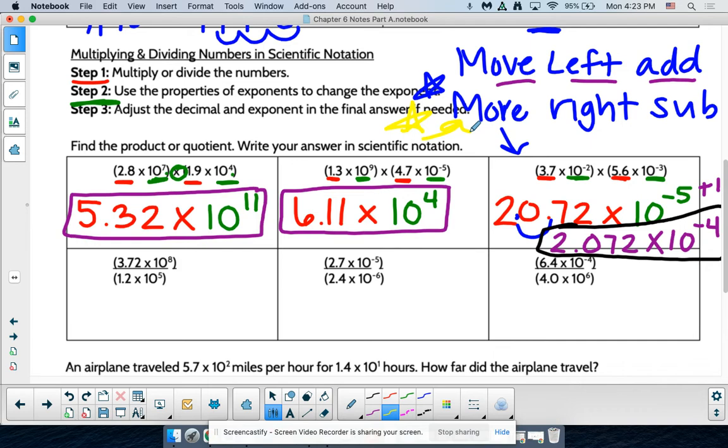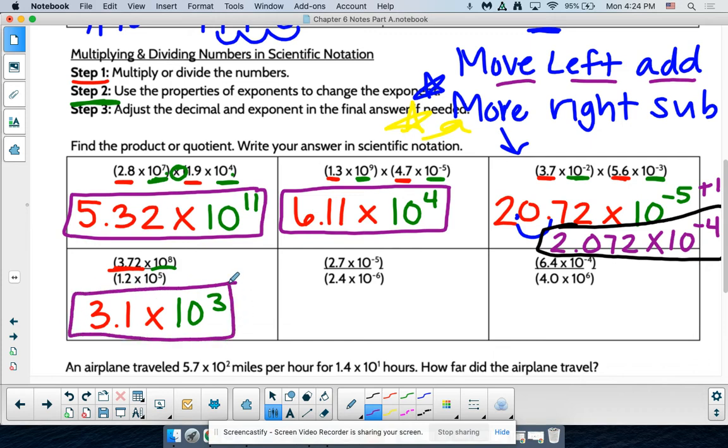All right, let's try some division. So our process is basically the same as multiplying. We're going to first divide our numbers here. So in your calculator, 3.72 divided by 1.2 should be 3.1 times. Step 2, rules of exponents, look at your tens. Remember when you divide from yesterday, we subtract, so 8 minus 5 is 3. Double check to make sure your answer's in scientific notation, and it indeed is. We're good to go. All right, let's try another.